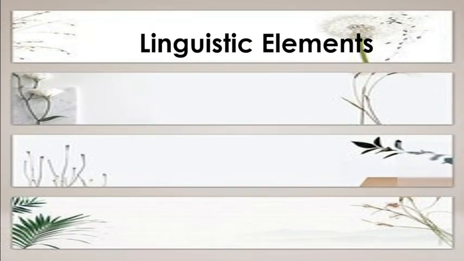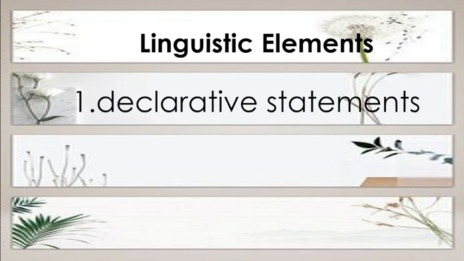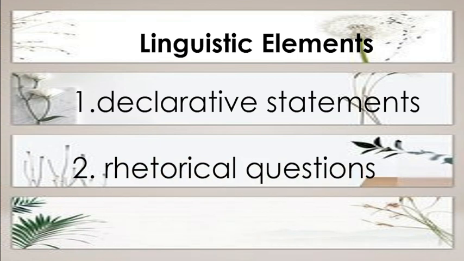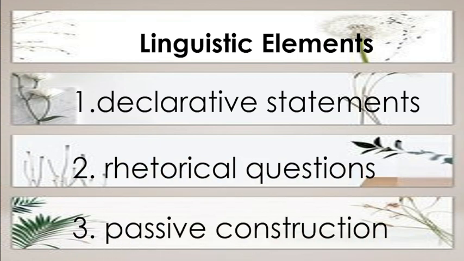Now, aside from the mentioned language features a while ago, which are modals, evaluative language, and transitions, the use of these linguistic elements may also help in writing compelling argumentative texts. These are declarative statements, rhetorical questions, and passive construction.